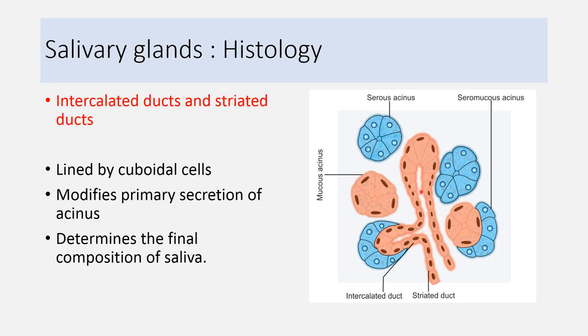Intercalated ducts and striated ducts are lined by cuboidal cells and they modify the primary secretion of the acinus and determine the final composition of saliva.